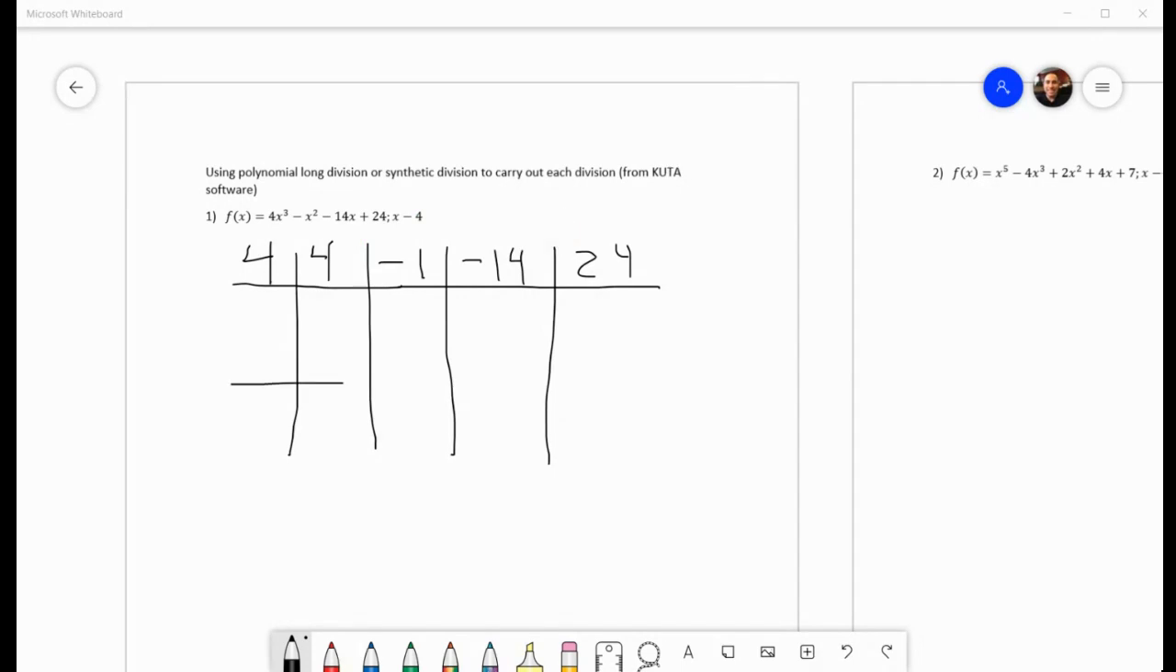So again, I made the second row. Remember, what do you do first? You bring this 4 down, right? In the second column, I guess. Then you multiply. You have 4 times 4 is 16, and that goes up here.